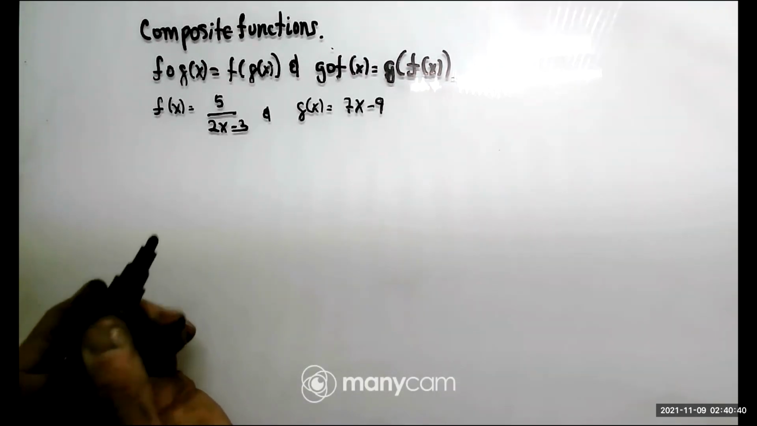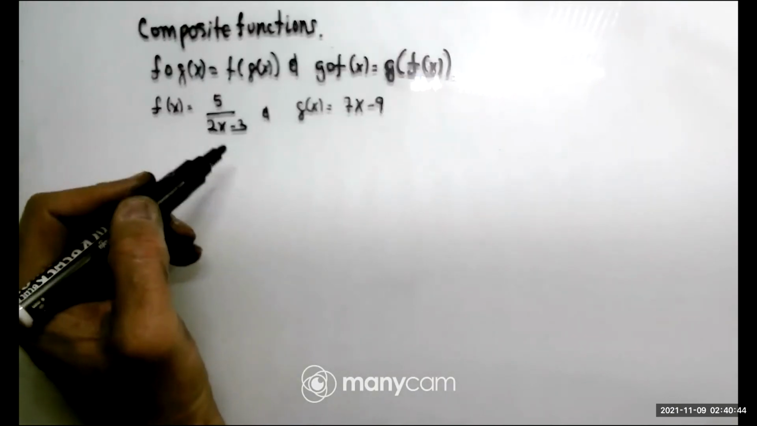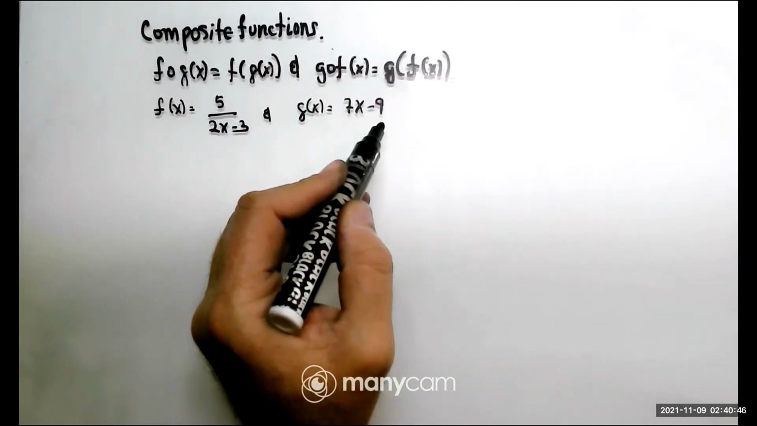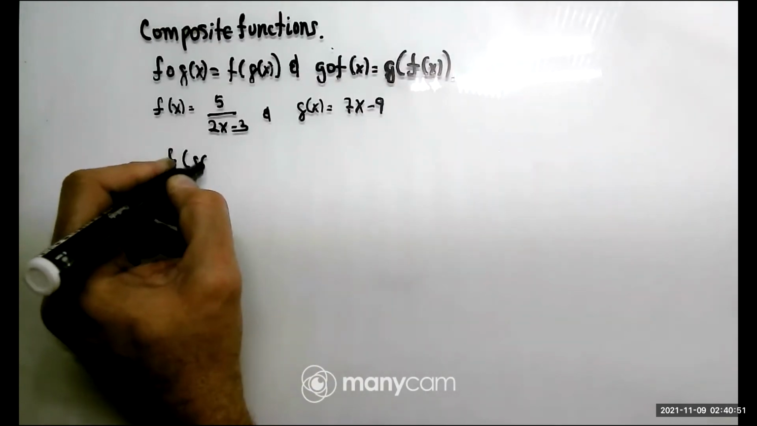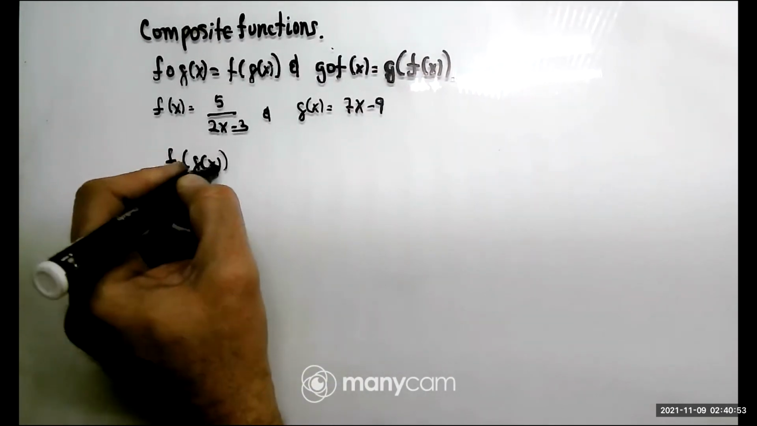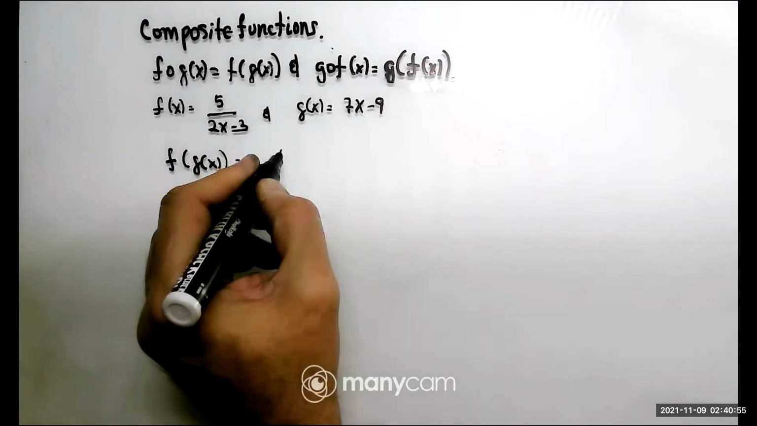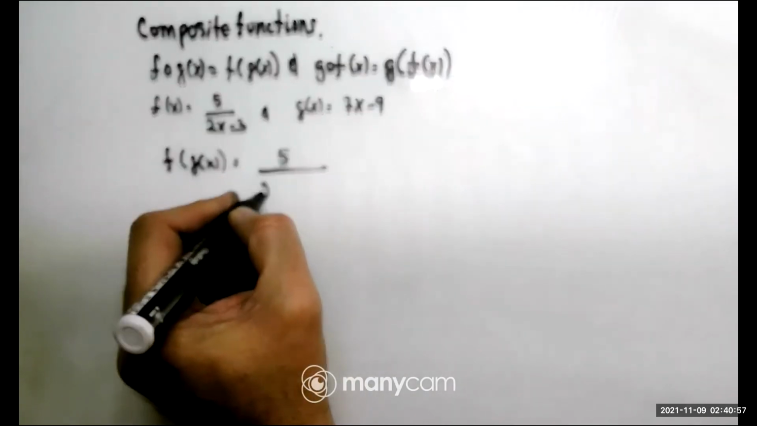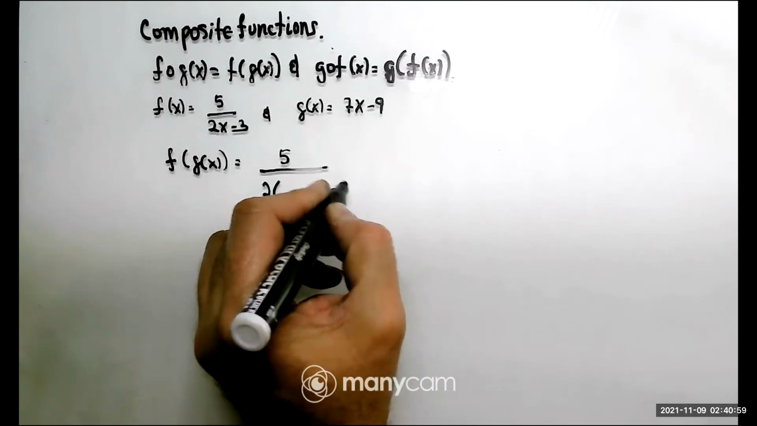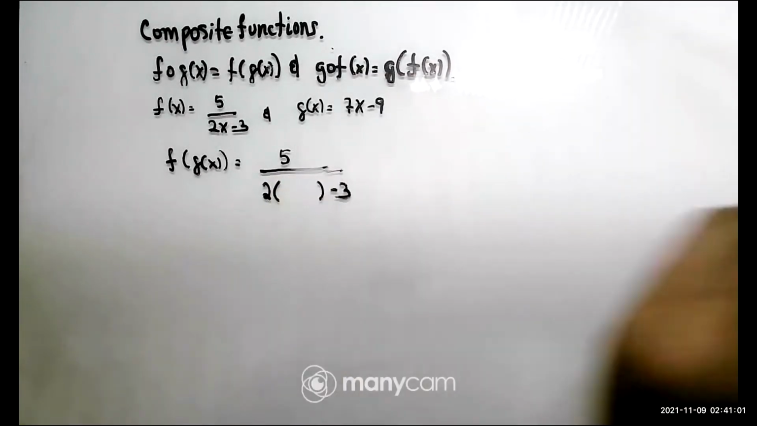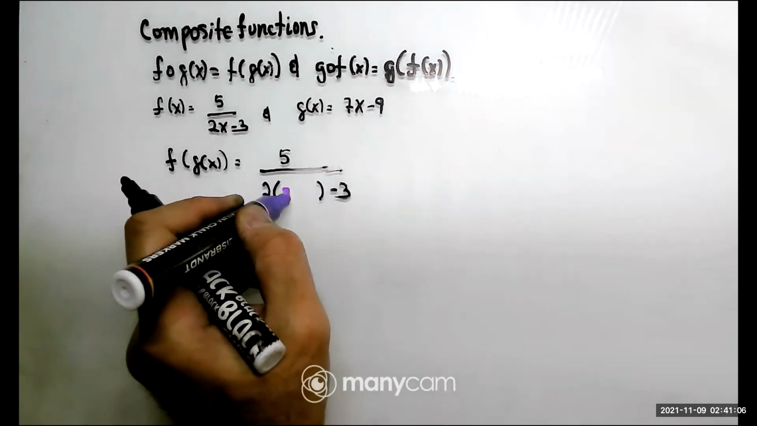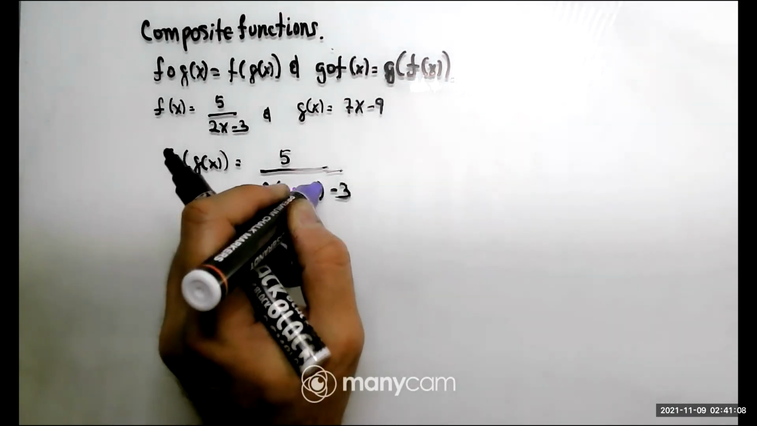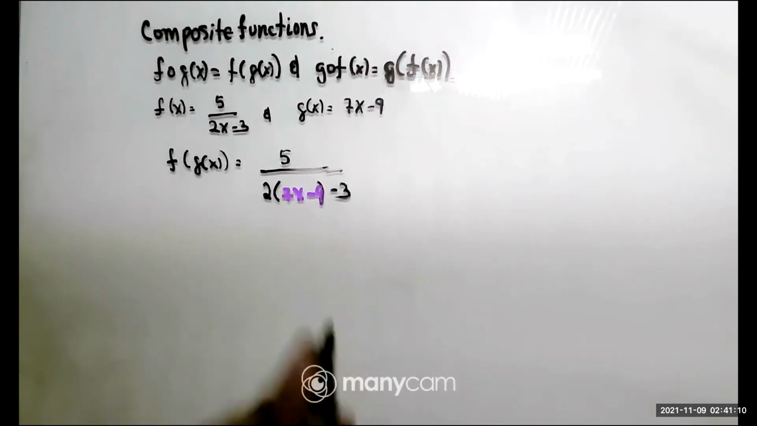Let's try one more example. If I have f of x equals 5 over 2x minus 3, g of x equals 7x minus 9. Let's go ahead and find f of g of x, the fog, and its domain. Outside function 5 over 2 times x minus 3. In this case, the actual composition will be 7x minus 9.